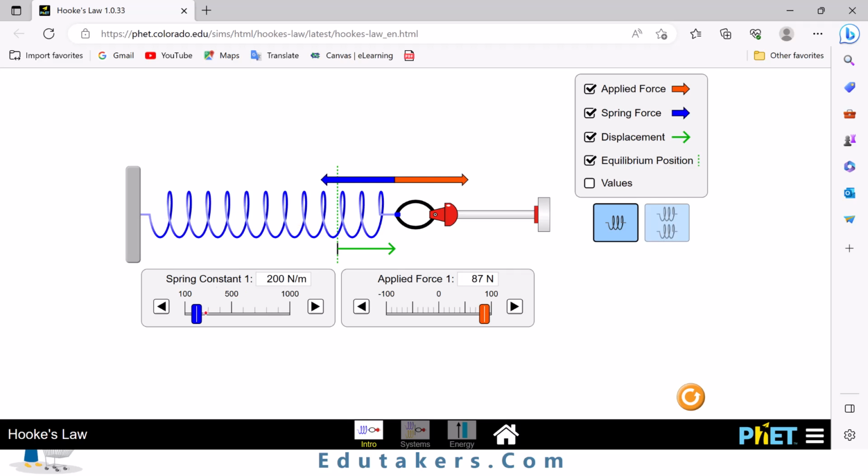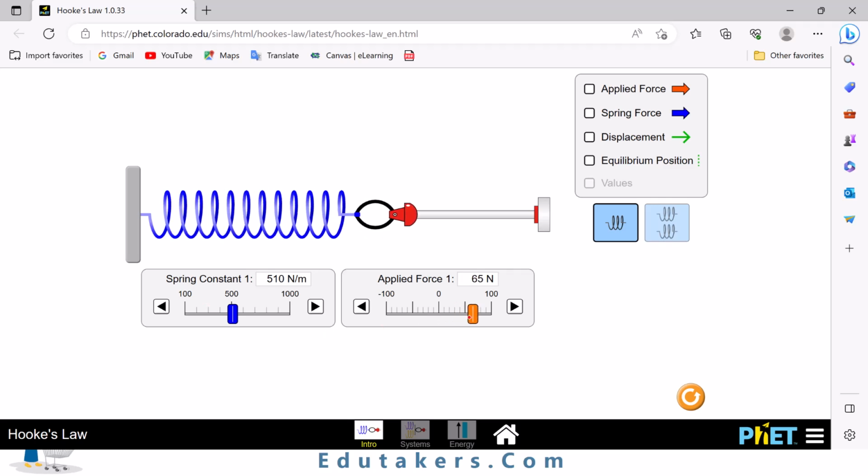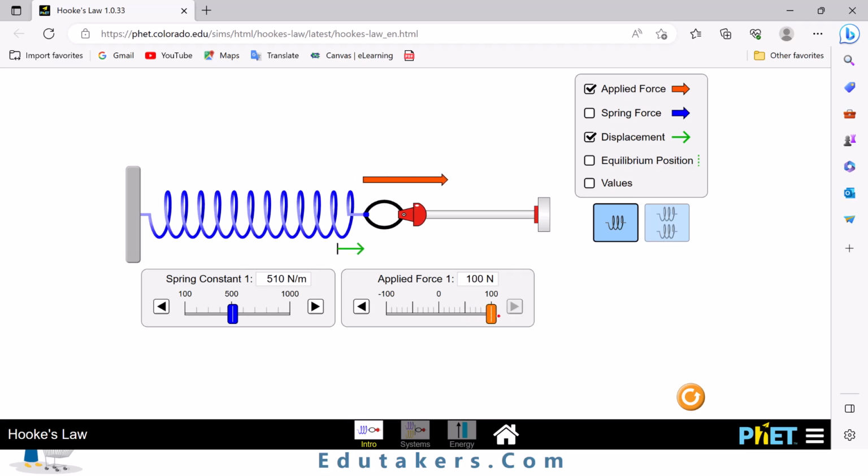After that, if I reset this again, I increase the value of the spring constant. Initially it's 100. No, it's 500. I apply the force. What will happen? You can see here, when I put the arrow for the displacement and applied force, I'm going to increase the applied force. Accordingly, the displacement increases but at the slower rate.